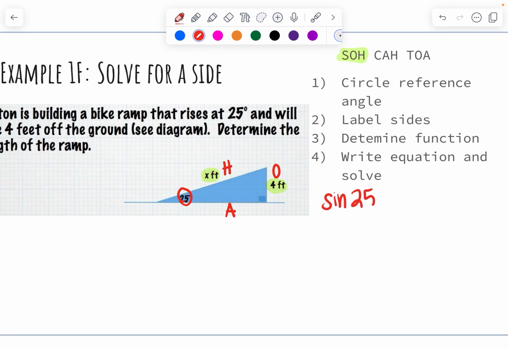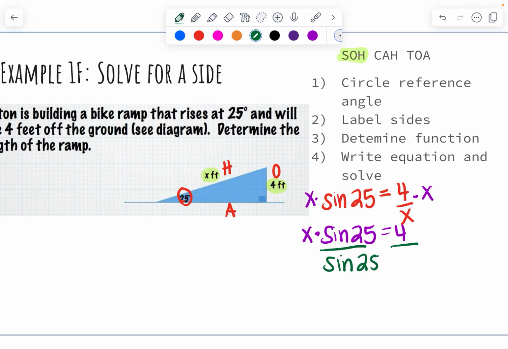So sine of 25 degrees equals our opposite, which is 4, divided by our hypotenuse, which is x. To solve this, we'll start by multiplying both sides by x. So x times sine of 25 equals 4. And then dividing both sides by sine of 25. I would get that x is 4 divided by sine of 25. If you put that in your calculator and then rounded, you would get about 9.46.